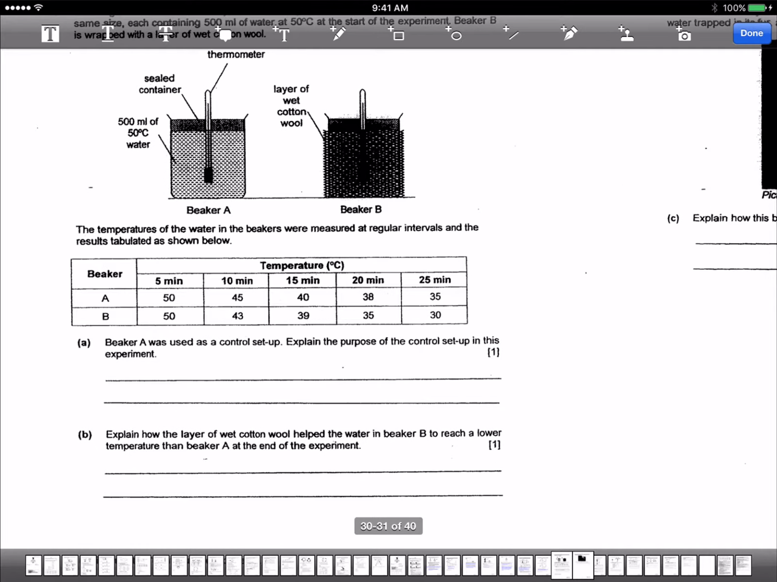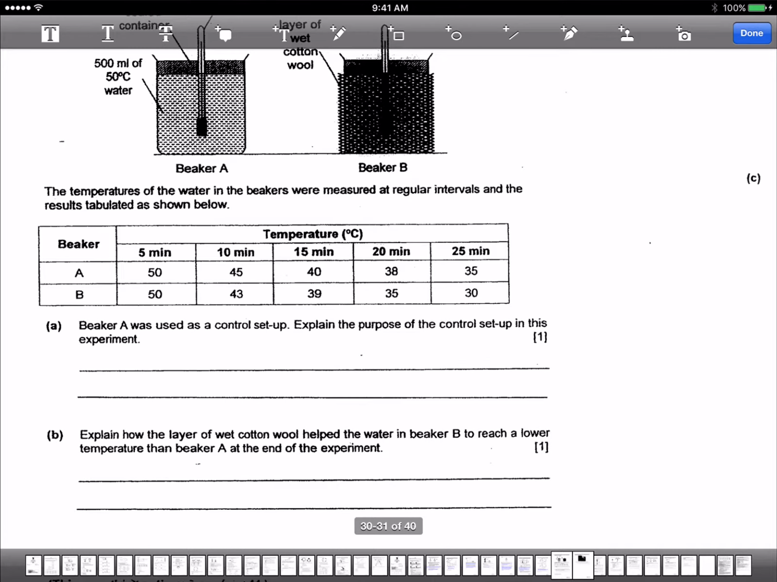Okay, next one. So beaker A was used as a control setup. Explain the purpose of the control setup in this experiment. Demonstrate the purpose of the wet cotton wool in beaker B. The purpose of wet cotton wool is to see whether the wet cotton wool would affect the experiment. You have to be more specific. To ensure that the heat loss is only due to the wet cotton.